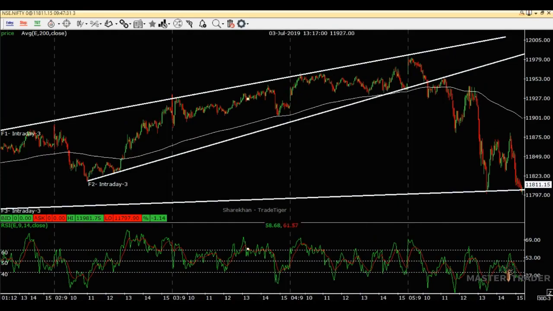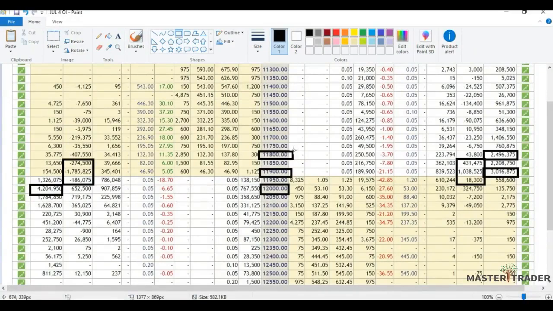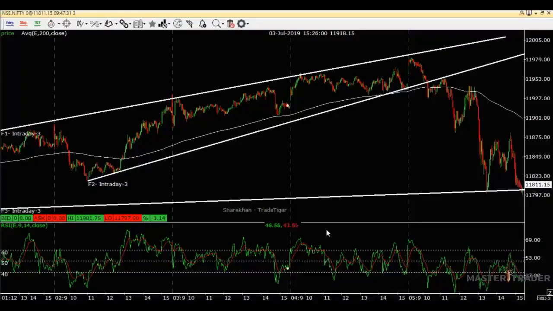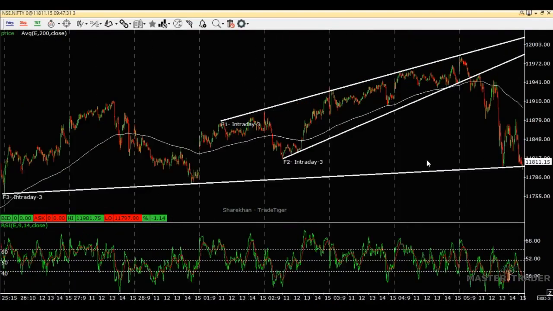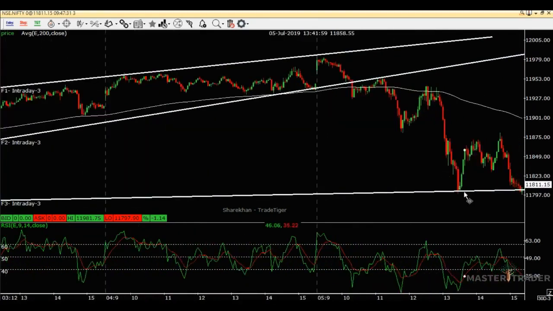So now my data is suggesting 11,800 as a strong support level, and my chart is also showing that yes, as per this trend line, we have good support here. So I would have looked to enter again here, guys. I would have looked to enter near these levels, 11,800, maybe kept a 20-point stop loss, and you get a good 70-80 point bounce till here.